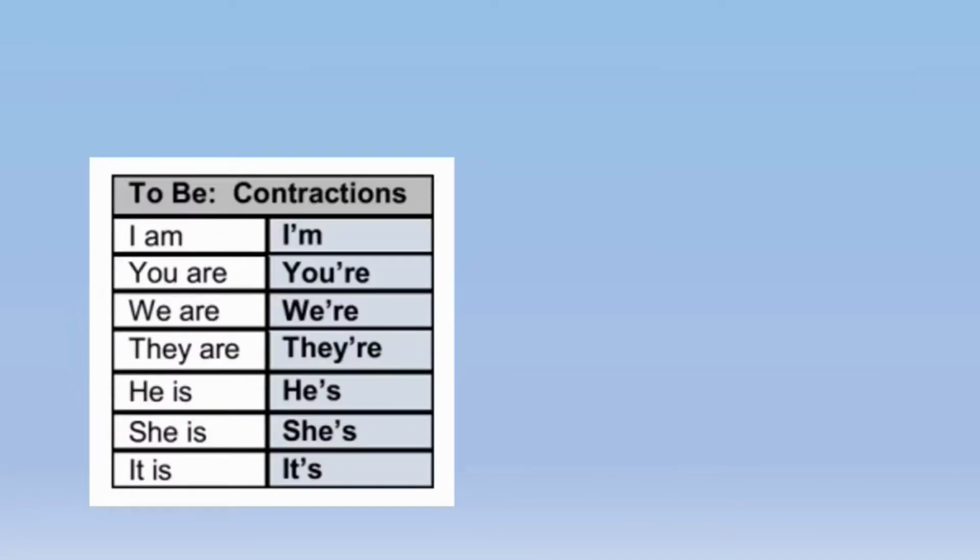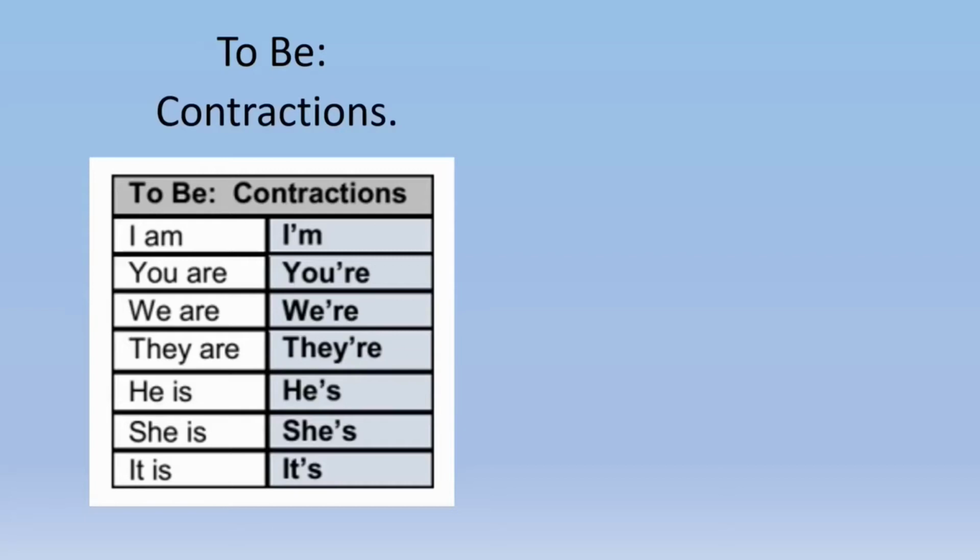When speaking in English, sometimes we contract words. Contract means to make smaller. So, for example, I am is contracted into the word I'm. You are is contracted into the word you're. We are is contracted into the word we're.